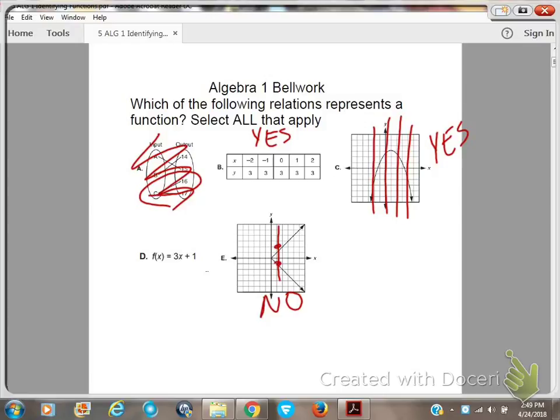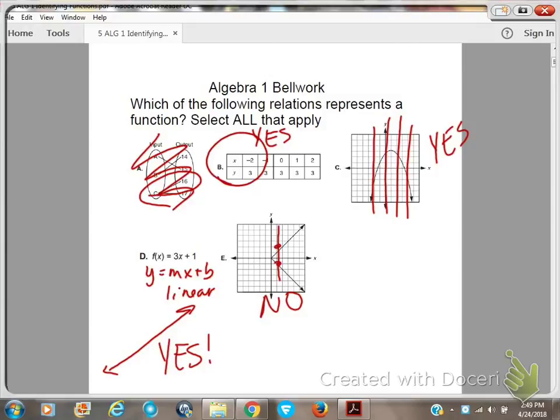Now D, this is in the form y equals mx plus b, which makes it a linear equation. And any linear equation is a nice diagonal line like that, which would pass the vertical line test. So D is yes, it is a function. So if this was something on the EOC where it says select all that apply, you would select B, C, and D.